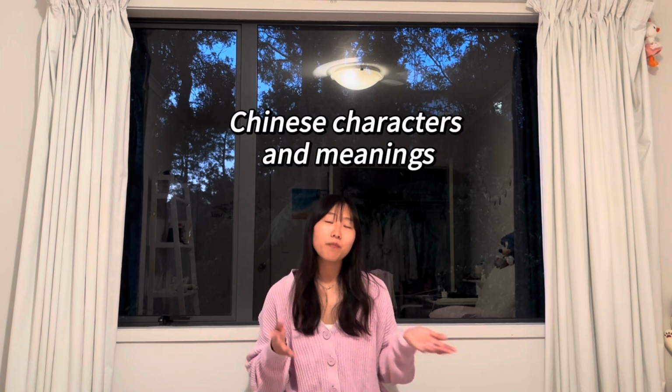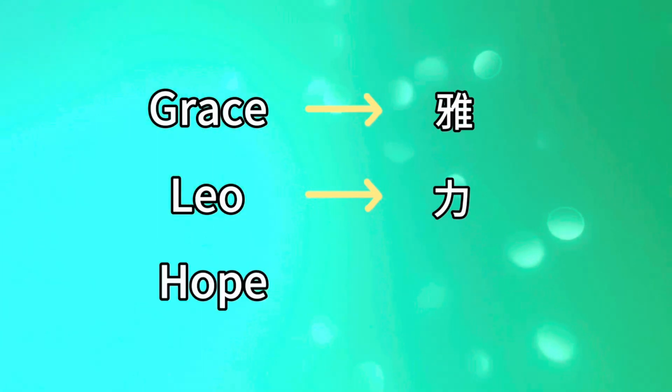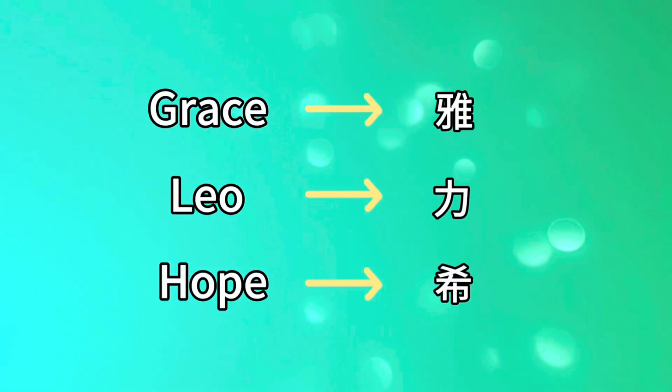One way is to pick a Chinese character that matches the meaning of your English name. For example, Grace, Ya, Leo, Li, Hope, Xi. You can also choose a name that represents something meaningful to you, like nature, personality traits, or cultural significance.